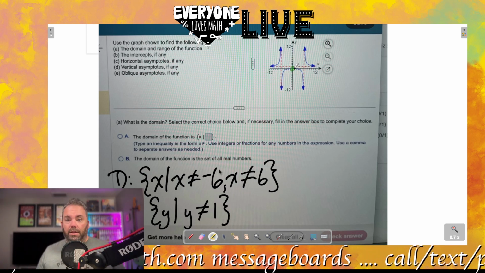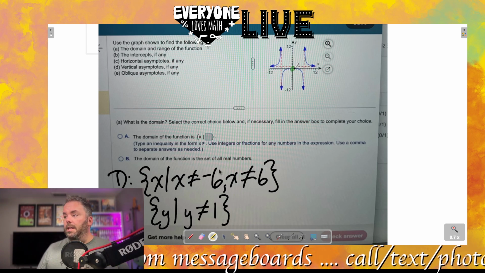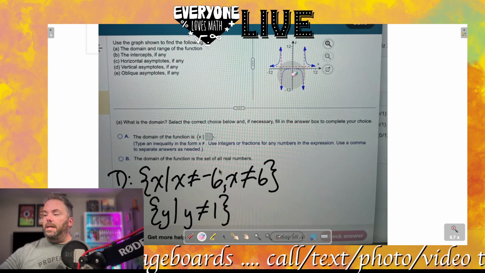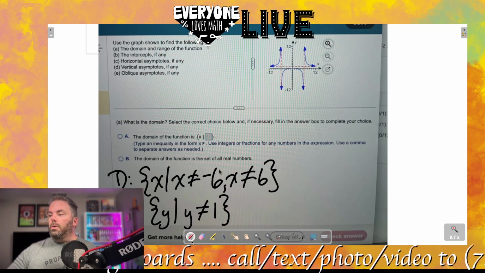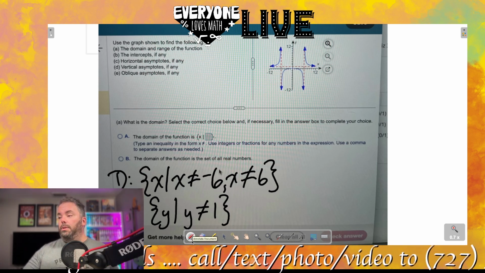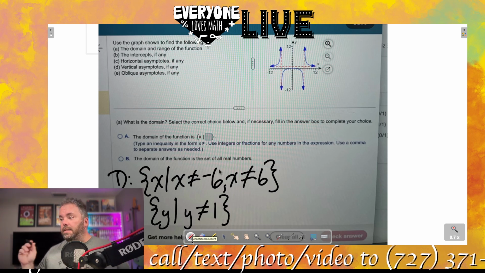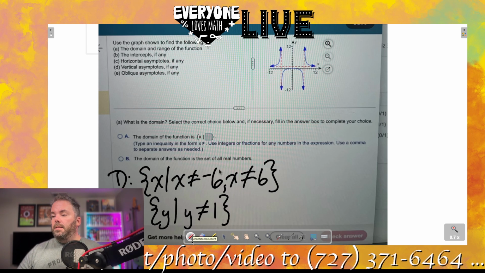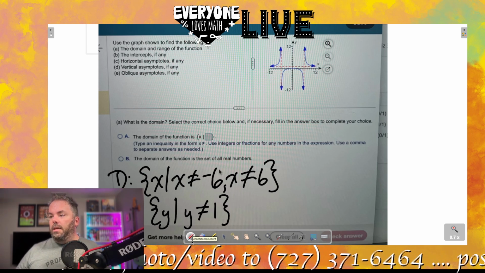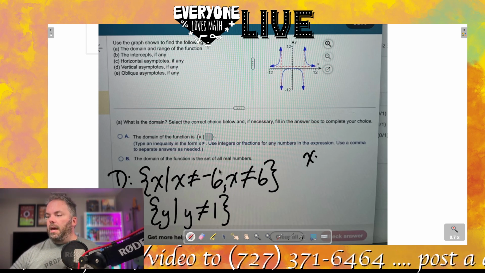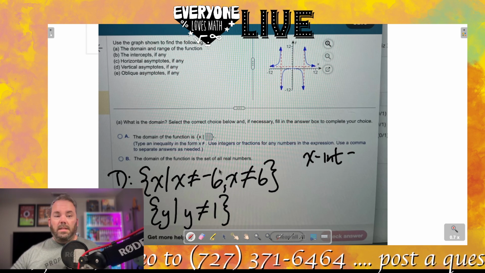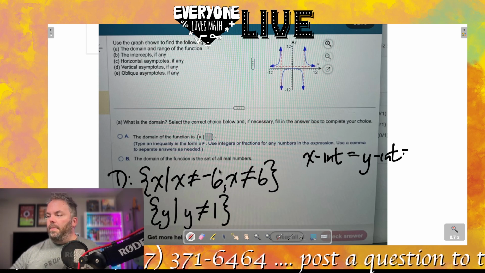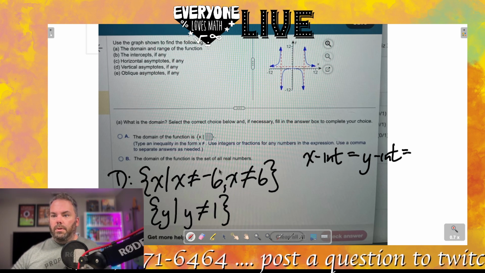It looks to me like the origin right there at 0, 0, that looks to me to be the x-intercept and the y-intercept. The origin, 0, 0, is the only place that graph touches the x-axis, and it's the only place that graph touches the y-axis. So I would say the x-intercept is the same as the y-intercept, and that's the point 0, 0.